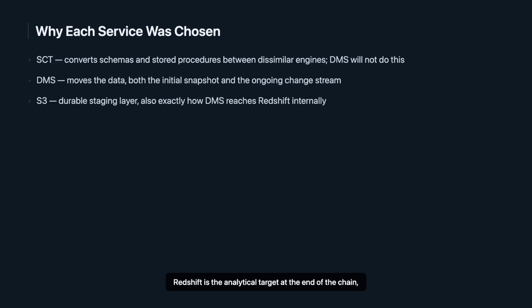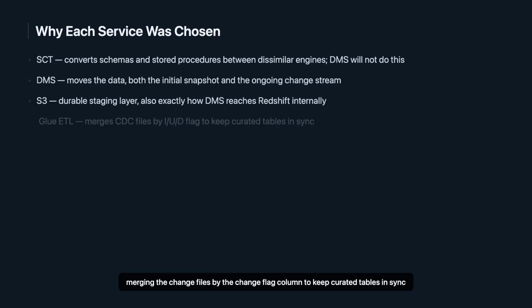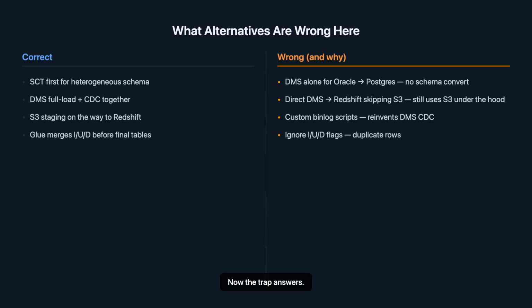Redshift is the analytical target at the end of the chain, loaded with a parallel copy from S3 across all compute nodes. That's how it achieves high ingest throughput, by reading multiple S3 files simultaneously. Glue ETL sits in between, merging the change files by the change flag column to keep curated tables in sync with the source. Now the trap answers.